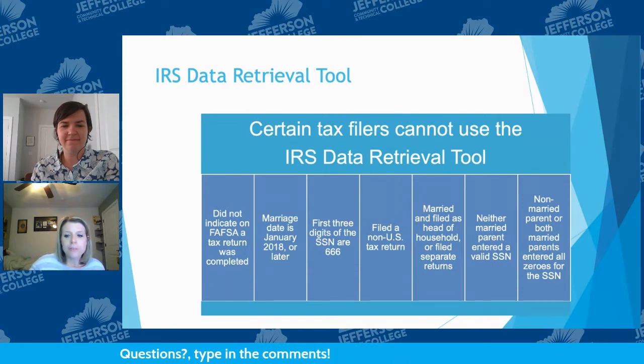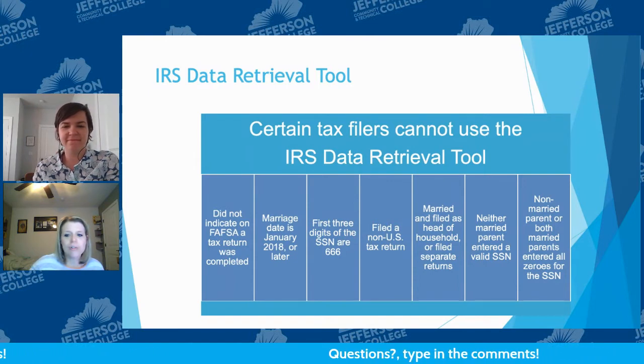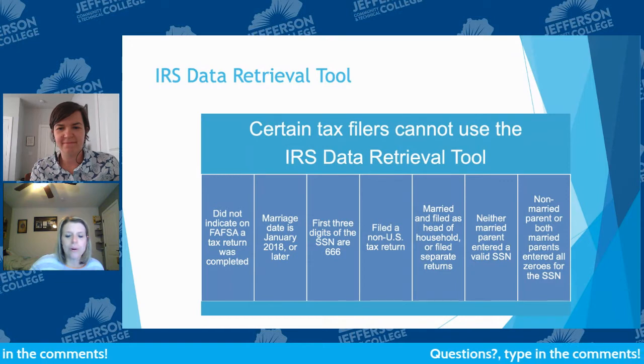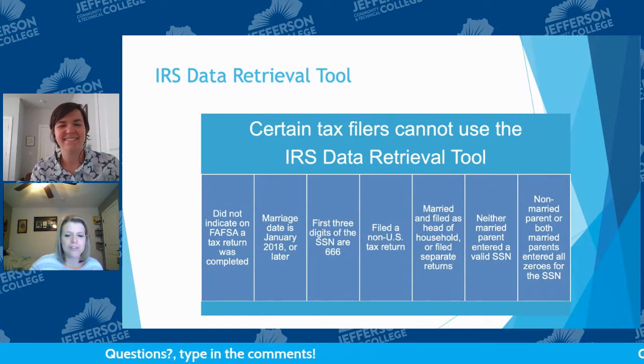If the student who is married or the parents of a dependent student who are married filed tax returns as head of household or filed separate returns. And finally, if in the case of a dependent student, neither married parent entered a valid Social Security number. I'm sorry, there's one more. And finally, for a dependent student, the non-married parents or both married parents entered zeros for Social Security numbers.